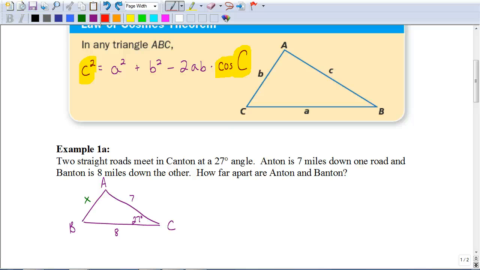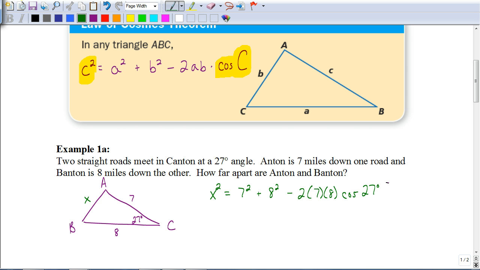So I notice that side x is across from the 27-degree angle, so this is going to be set up nicely for us, where we're going to set it up like this. It's going to be x squared equals the two sides squared and added together, minus 2 times those two sides, times the cosine of the angle, which is 27 degrees.